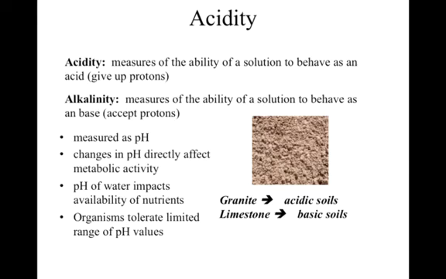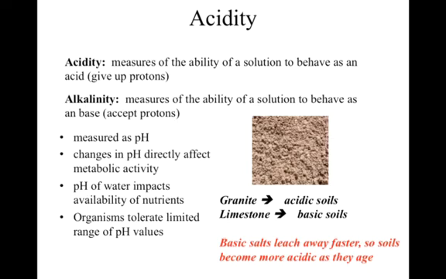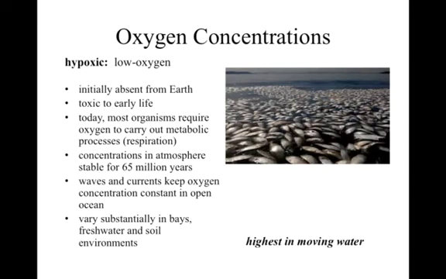Different underlying bedrocks are one reason why you get different acidities in the soil. So granite bedrocks tend to have more acid soils than limestone. But it's not just that underlying base material. You also sort of have other factors that impact soil acidity. And so basic salts tend to leach away faster. They kind of flow with the water more. And so in general, soils tend to become more acidic as they age.